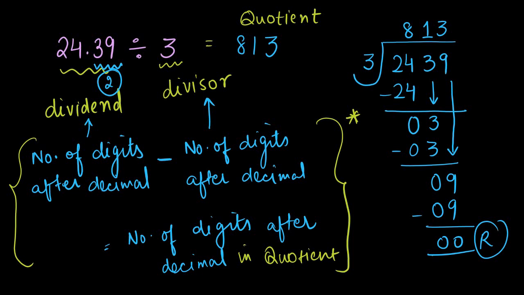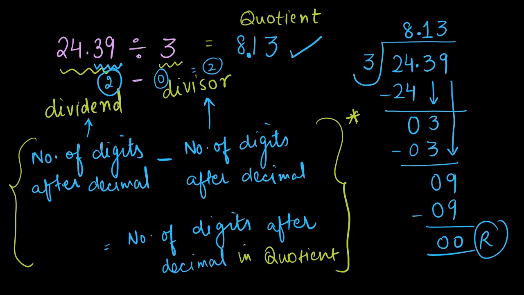Okay, let's try now. How many digits are after the decimal in the dividend? 2. Minus, how many digits are after the decimal in the divisor? 0. So how many digits would be after the decimal in the quotient? 2, right? So we have 2 digits after the decimal, and 8.13 is the answer.